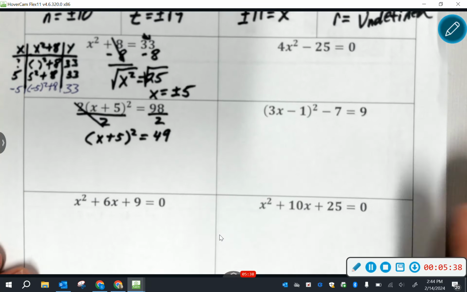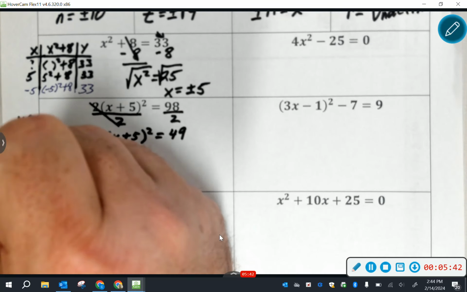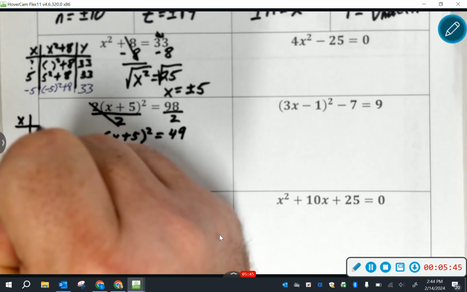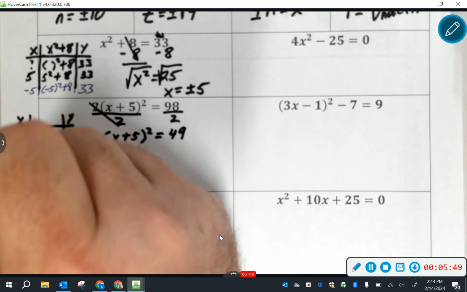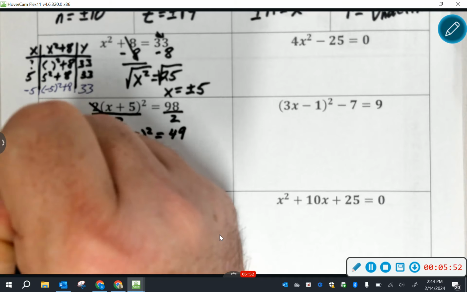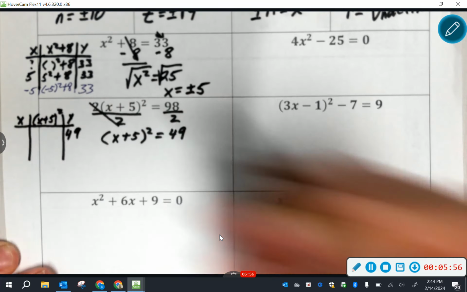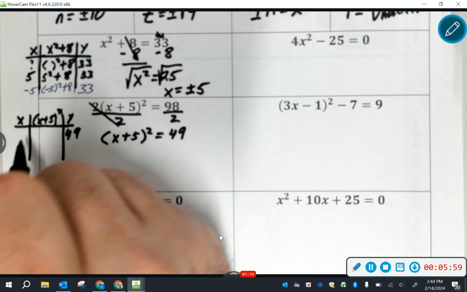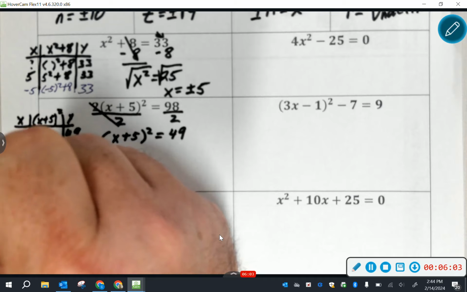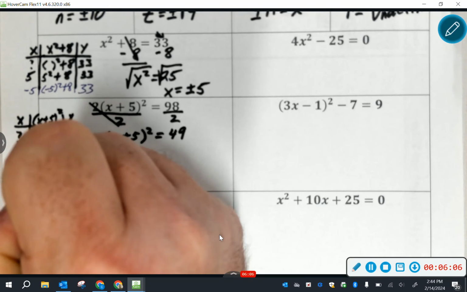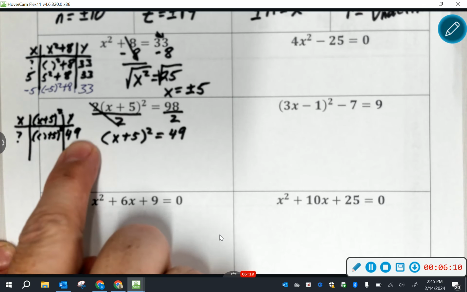Alright, so again, setting this up in my table, I have x, and then I have my process column, and then I have my y. So this would be x plus 5 squared, and this is going to be 49. Alright, so I want to know what x can I plug in here that's going to give me x plus 5 squared, and then gives us 49.